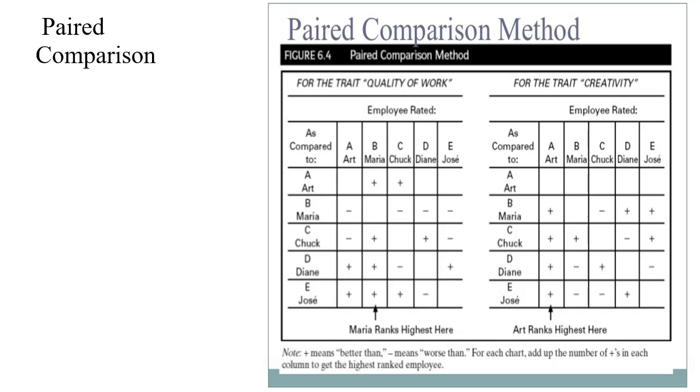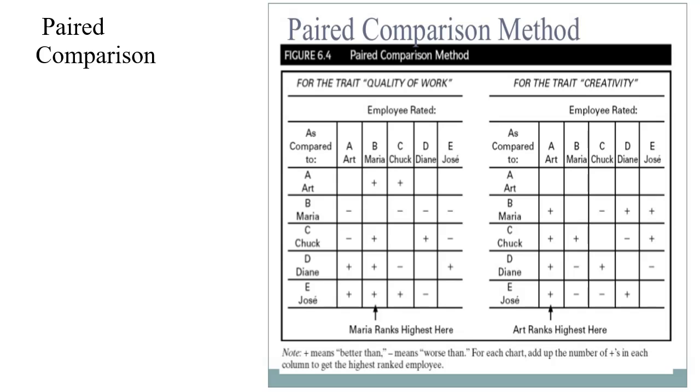So here if you could see, my dear students, a very nice table is being put forth here. So employee rated A, B, C, D, E, and as compared to A, B, C, D, E. So A is compared with B, A is compared with C, A is compared with D, and E is compared with E. So when A is compared with B and A compared with C, A is much higher when it comes to rating. So if you could see total plus signs, Maria ranks highest here.